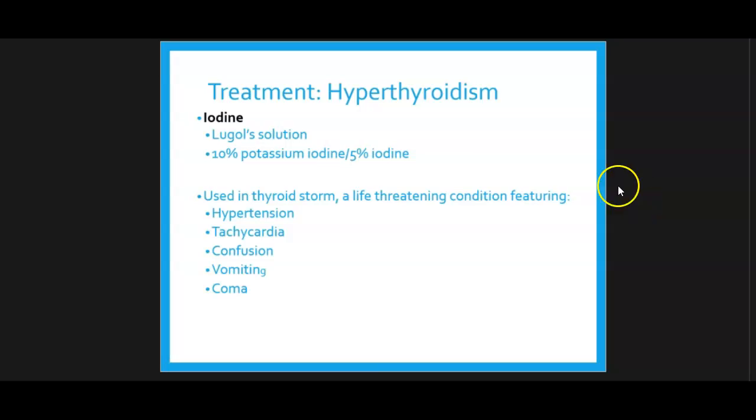So another hyperthyroid treatment is something called a Lugol's solution. It's 10% potassium iodide and 5% iodine. This is also used in something called a thyroid storm, which is a very serious, life-threatening condition where they have been hyperthyroid for a long period of time, and now they're having some major system reactions.